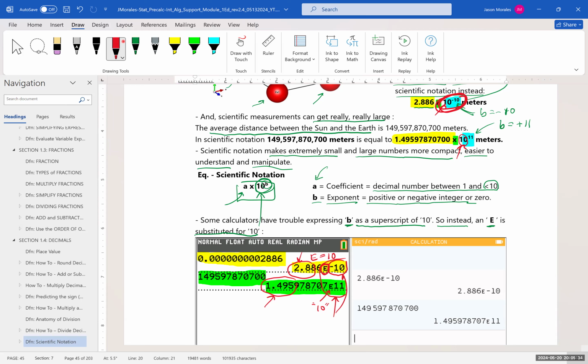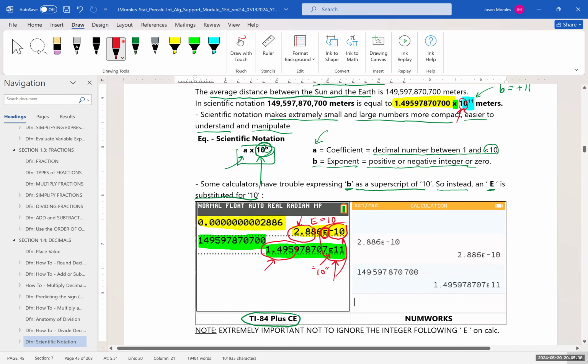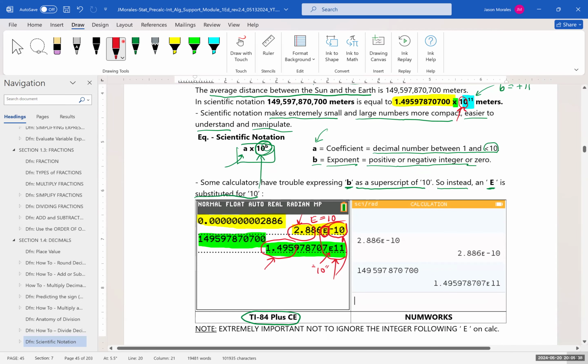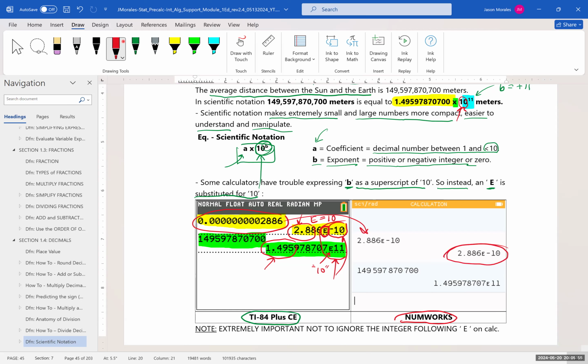So that's why I'm leaning in heavy on scientific notation. So this is what it looks like on the TI-84 Plus CE calculator. I also use the NumWorks calculator, and I had entered this number in the NumWorks calculator, and you can see it represents scientific notation with that capital letter E also.